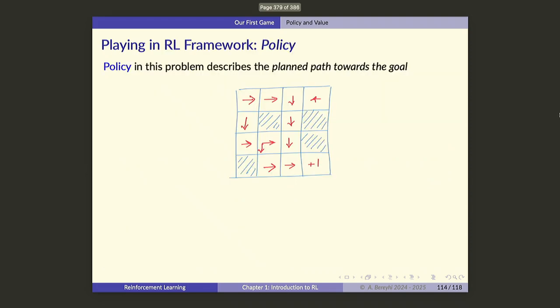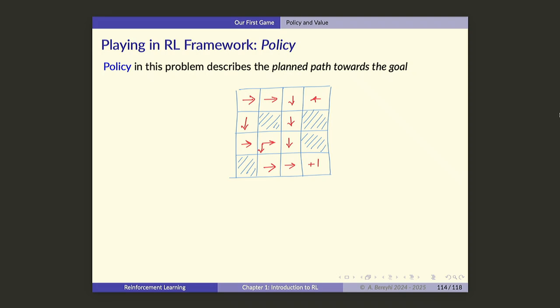Okay, so now for this particular game, the Frozen Lake, the policy is essentially, you think of that pi of a given s, it's essentially the direction that you are going to play at every cell, right?